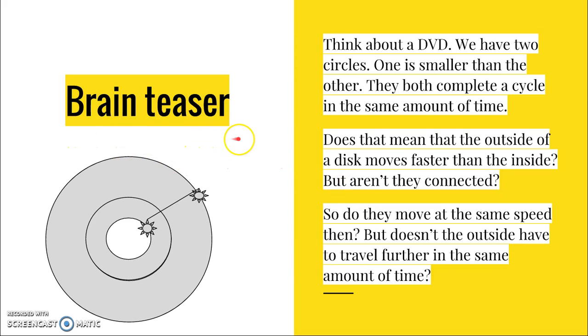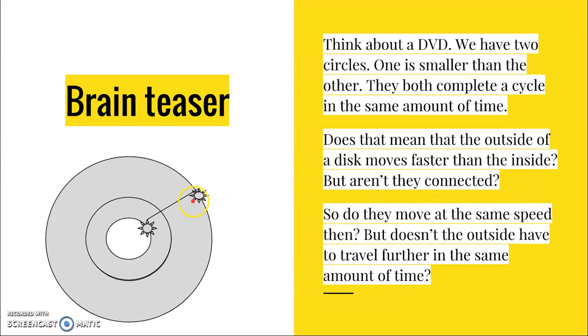And then I just have a brain teaser here for you. Think about a DVD. We have two circles. One is smaller. We have this inside circle here, these two edges, this inside circle where I have this sun located, and this larger circle on the outside where I have this other sun here, okay? So they both complete a cycle. They both spin once around in the same amount of time, right? This one completes a circle at the same time this one does. Does that mean that the outside of the disc moves faster than the inside? Because it's clearly a much larger circle, right? So it has farther to go in the same amount of time. Does that make sense?